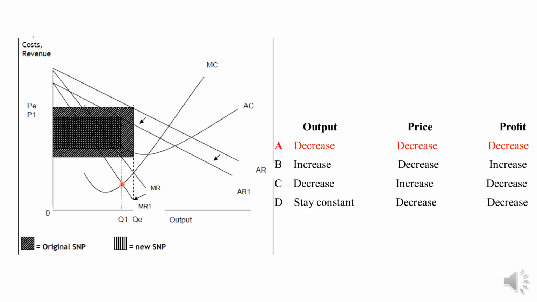So at the profit maximizing point, what will happen to the output? Output is reduced or decreased. At this particular point, this is the AR curve. So price is P1. Previously price was PE, but now price is P1. So what happened to the price? Price is also decreased. Previously the cost was this much, so the lightly shaded area was profit. But now you can see that this darkly shaded area is the profit. Is it clear? Okay, let's check the next question.